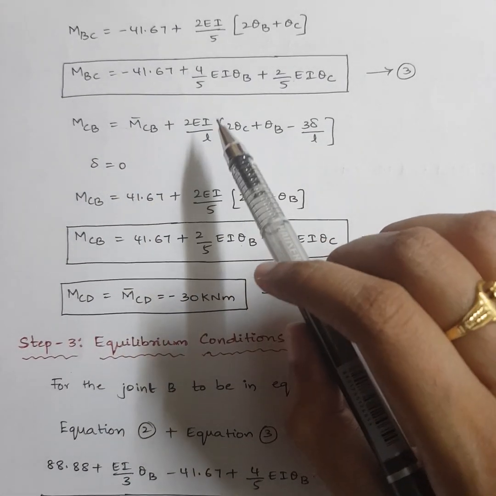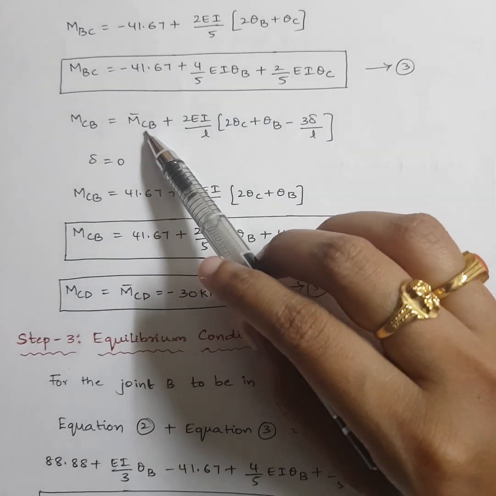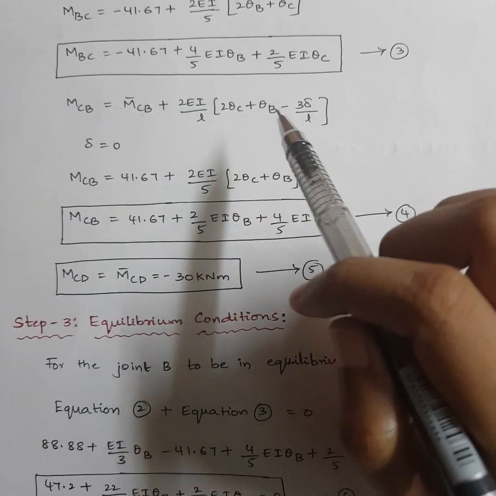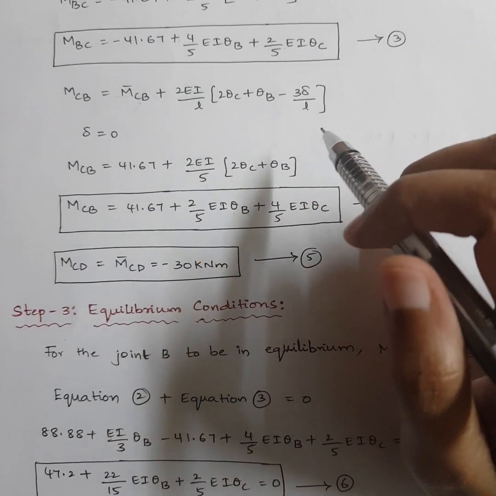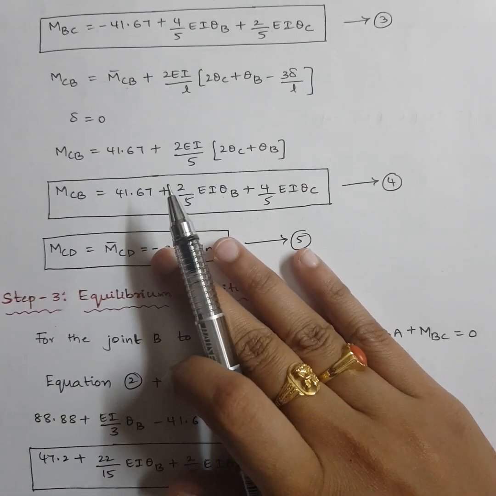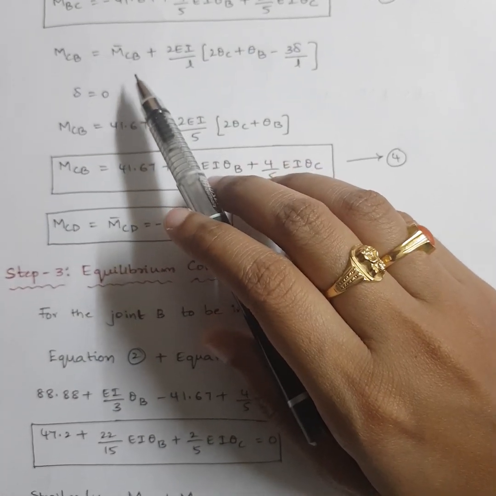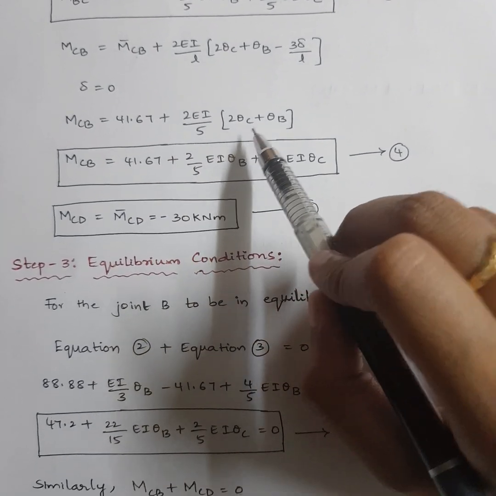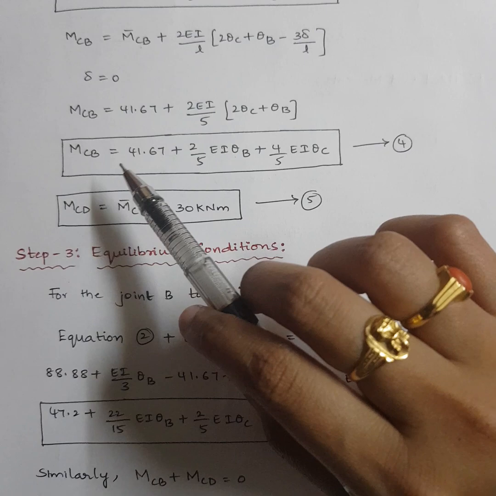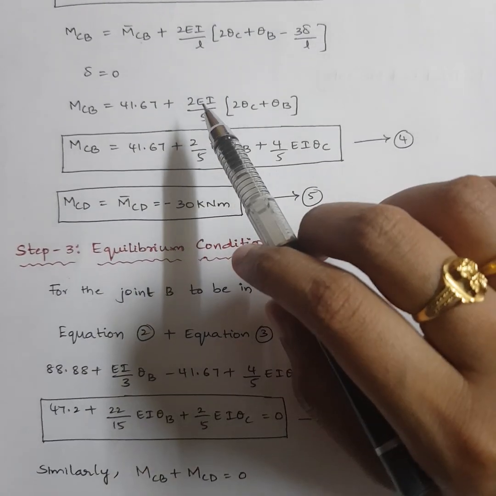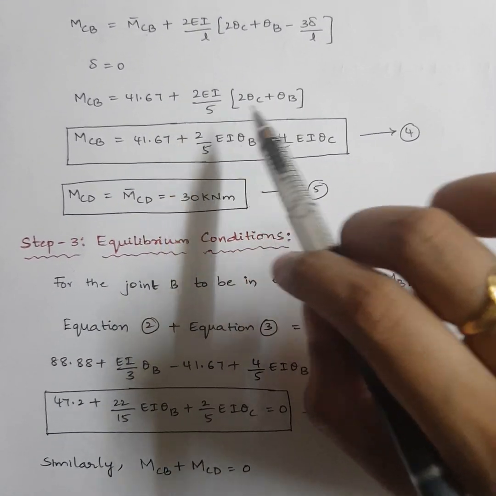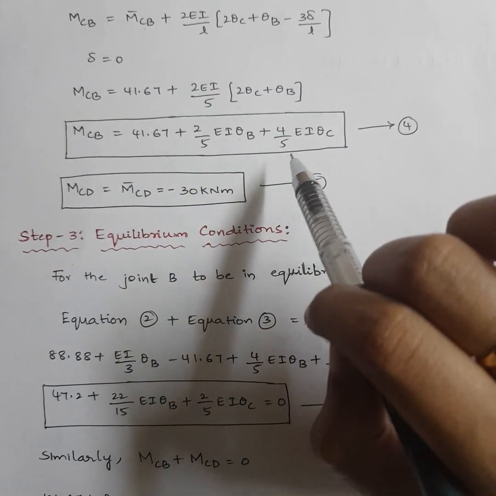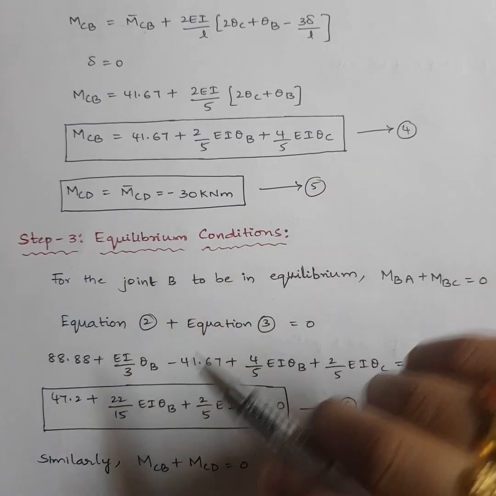Similarly, let's write for MCB, the last slope deflection equation. The formula is M bar CB plus 2EI by L into 2 times theta C, the first alphabet whichever is coming, plus theta B, minus 3 delta by L. Similarly, theta B, theta C both will exist, only delta will be equal to 0. So MCB equal to, M bar CB is from step 1, the fixed moment 41.67, plus 2EI by 5 into 2 theta C plus theta B. So finally MCB will be 41.67 plus 2 by 5 EI theta B plus 4 by 5 EI theta C. Okay, that's equation number 4.